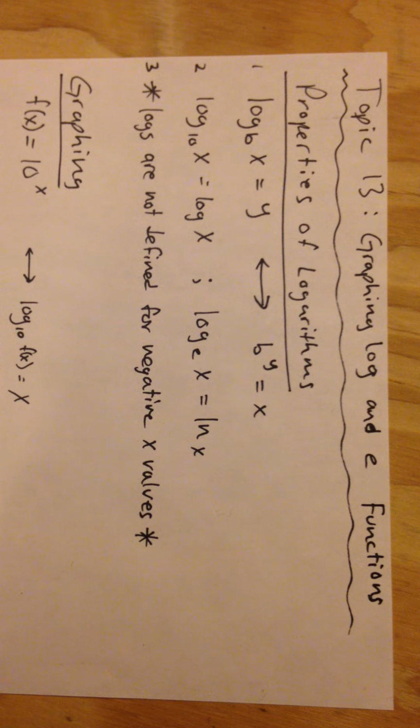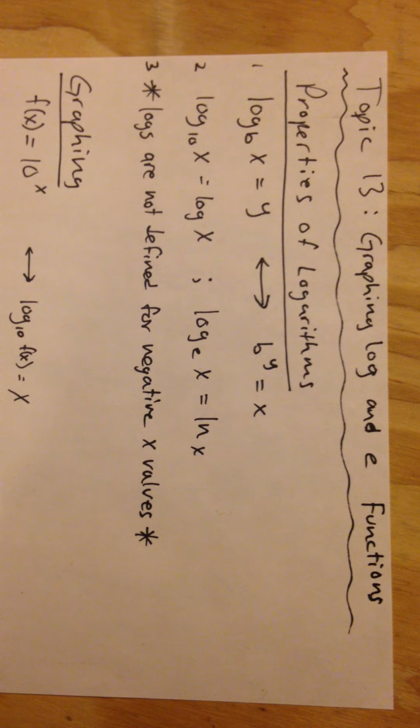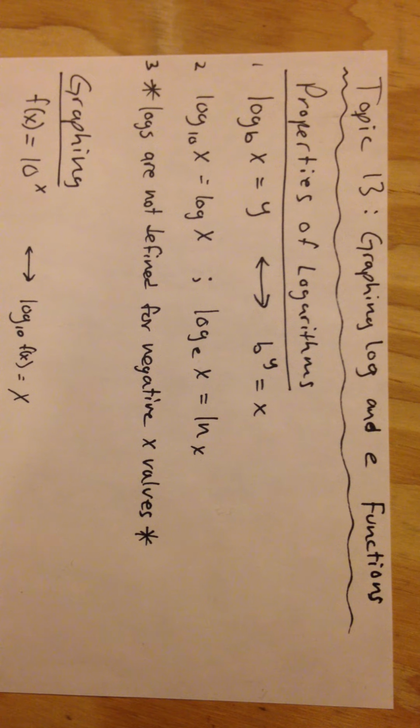The second property you should know is that log of x has a base of 10, but it's just known that it has a base of 10, and you don't write it. And this is the same as log base e of x. Log base e of x is the same thing as the natural log of x. It's just assumed and known that it has a base of e. And the third property is that logs are not defined for negative x values.